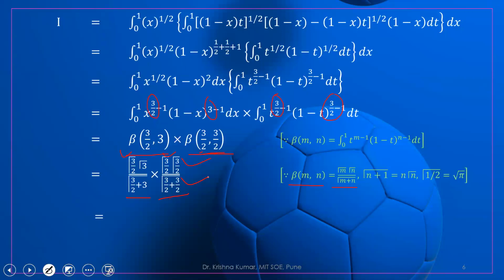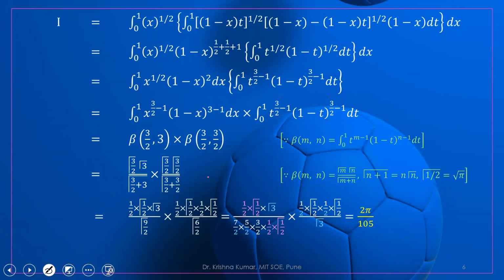Again, we try to write down what is the value of gamma 3 by 2? It is 1 by 2, gamma 1 by 2. And gamma 3 by 2 again, same thing over here: 1 by 2, gamma 1 by 2. And the other term is gamma 9 by 2. So this is 9 by 2, not 6 by 2, it is 9 by 2.